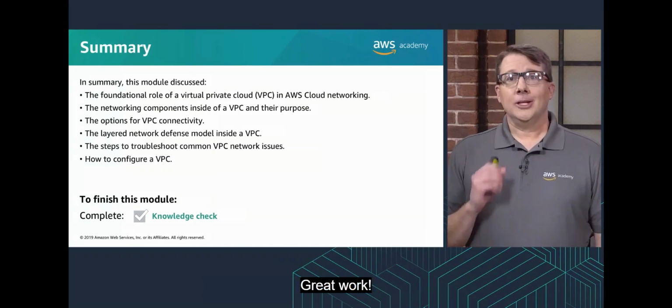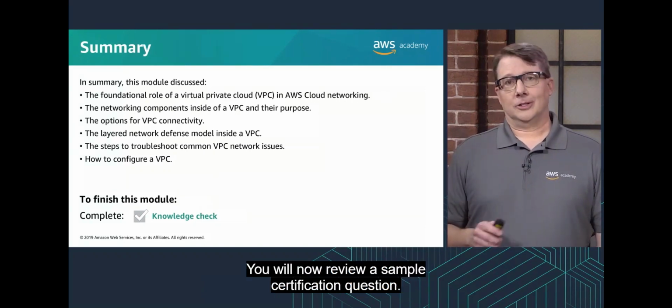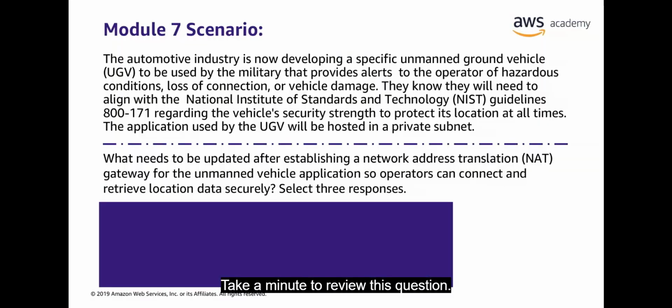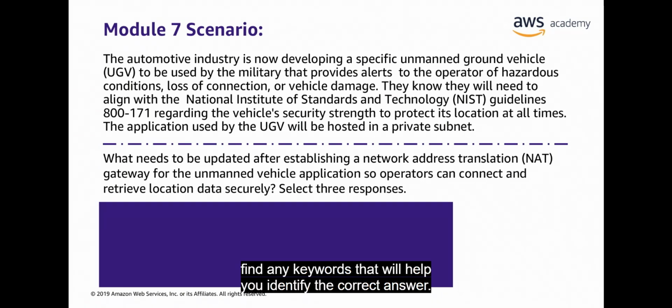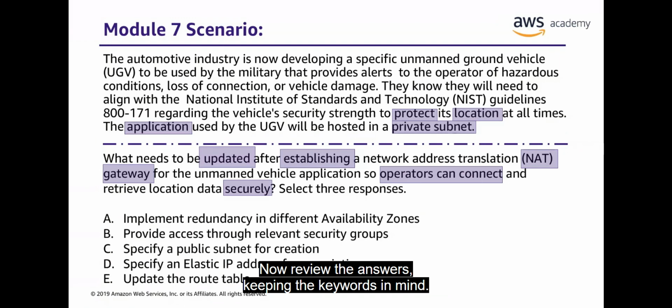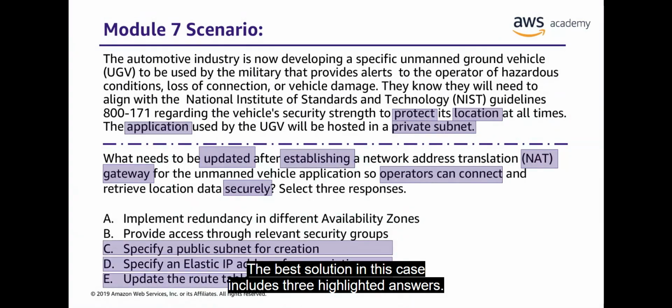Great work! You will now review a sample certification question. Take a minute to review this question. Review this sample scenario and find any keywords that will help you identify the correct answer. Here, the keywords in this scenario are highlighted. Now review the answers. Keeping the keywords in mind, consider the answer options and try to rule them out based on the highlighted keywords. The best solution in this case includes the 3 highlighted answers.